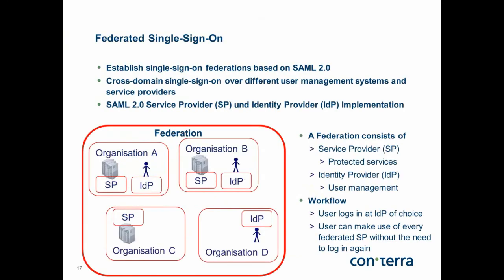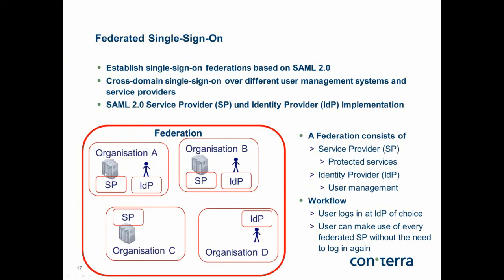So as I said, federations basically consist of different organizations, and there is a trust relationship between these organizations. Within SAML 2 there are two different roles which an organization can have. This is the role of a service provider, so providing service endpoints which you can use, and the other role of an identity provider, so managing users in a certain user repository and authenticating users. So organizations can take both roles or just one role.